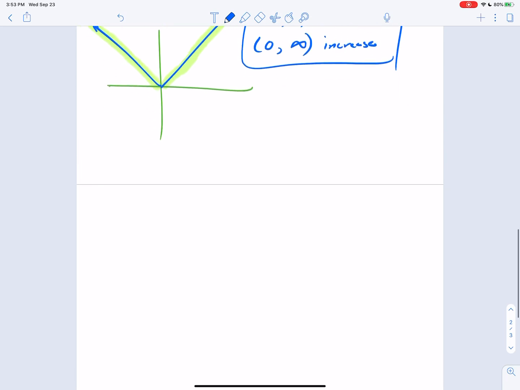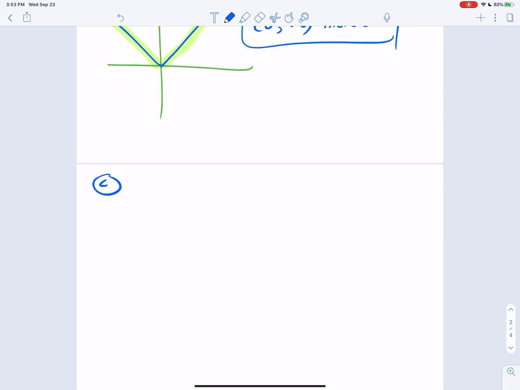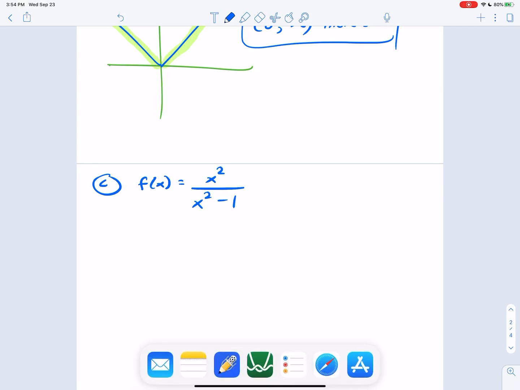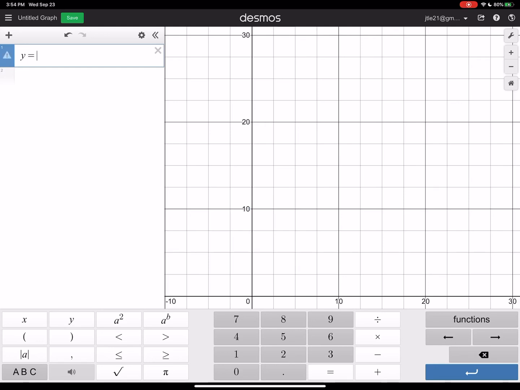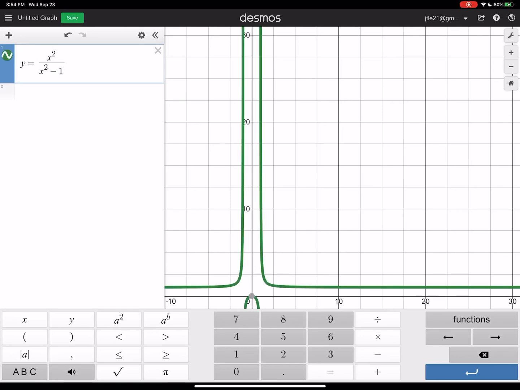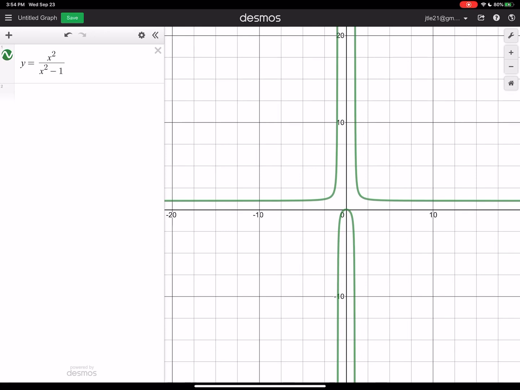I'll give you one more where it's a little bit more tricky in terms of the graph. We'll do this last one here together. f(x) equals x squared over x squared minus 1. A function like this, I don't expect you to sketch by hand, so you would need a graphing calculator or Desmos to graph this. I'll go ahead and type it out. y equals, I'm going to create a fraction right away. Up top, I have an x squared. Down below, altogether, I have x squared minus 1. And then you got this guy right here.